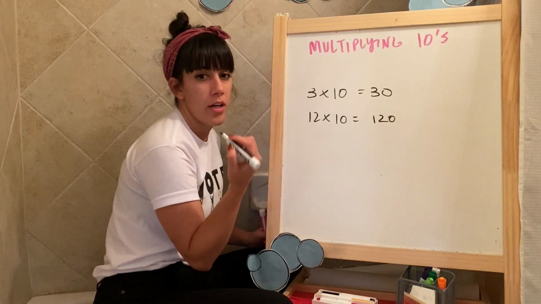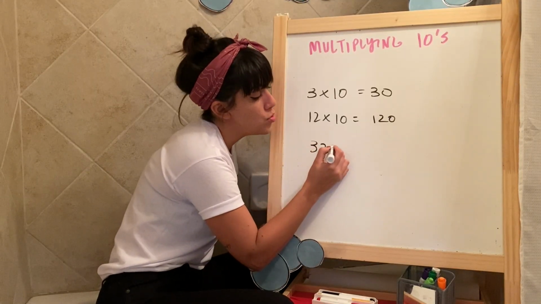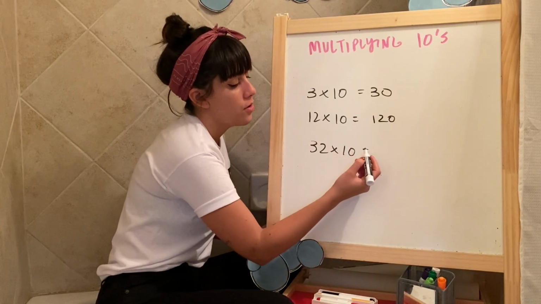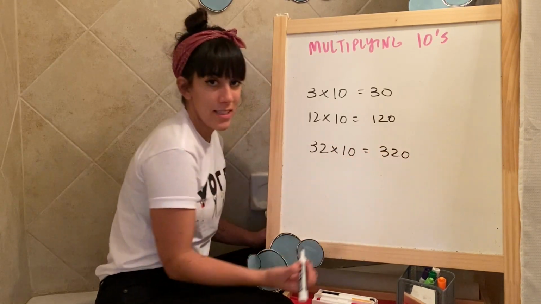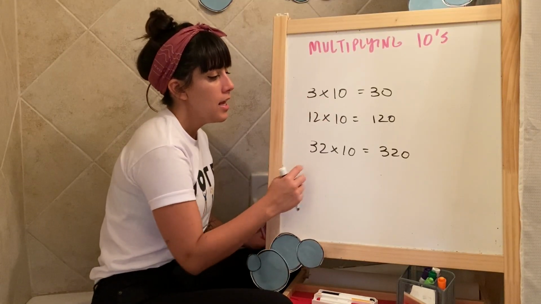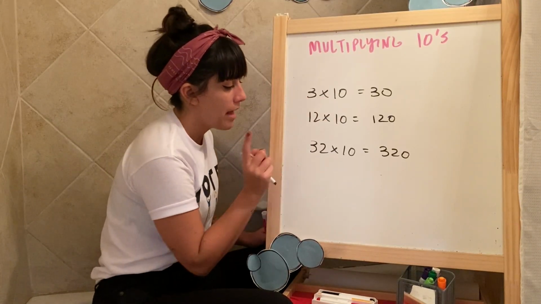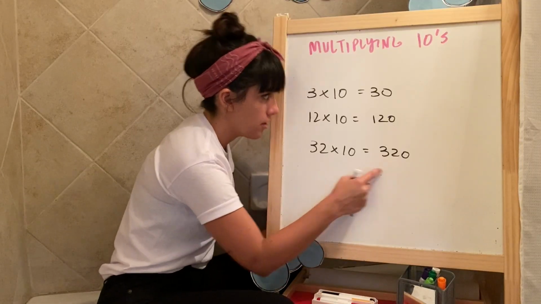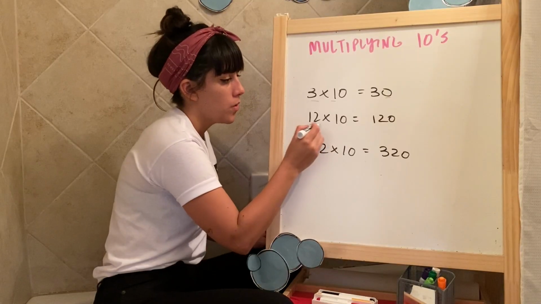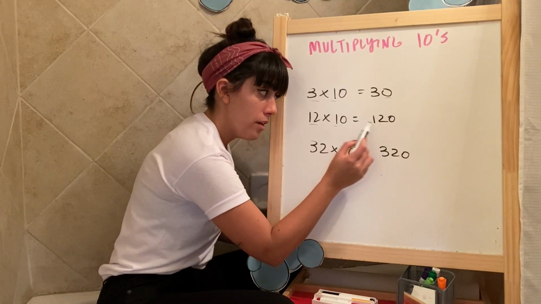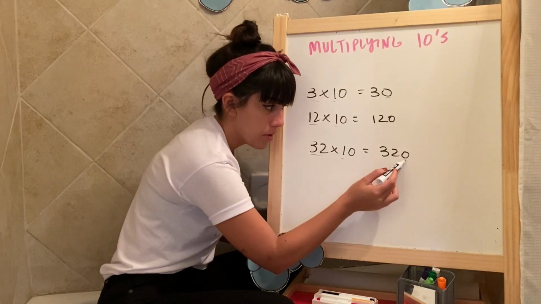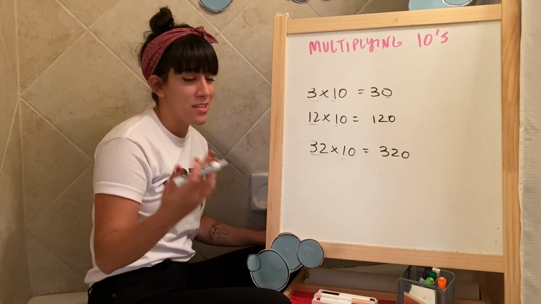If I wanted to multiply 32 times 10, I have 32 groups of 10. So this would be 320. And you can keep going. You can make the numbers bigger, anything times 10. It's really that number, adding a 0. If you noticed, 3 times 1, 3 plus a 0. 12 times 1, 12 plus the 0. 32 times 1, 32 plus the 0. You're just adding that 0 at the end of it.